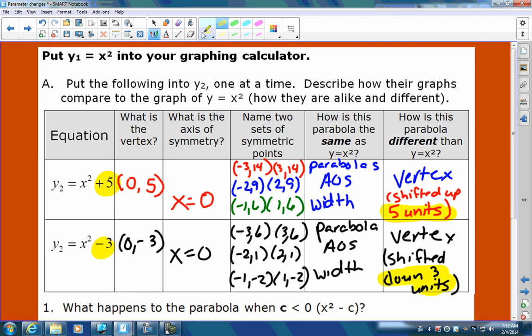We said that they have the same width, right? What number is in front of the x squared? The 1. See how they're both just x squared? You're going to find out in just a minute that that's what controls the width. The number in front of the x squared, the coefficient, is what's going to change my width. Shifting it up and down in my vertex is what's here at the end.